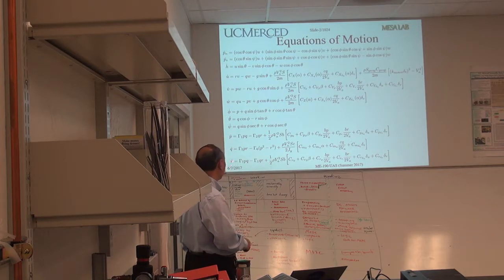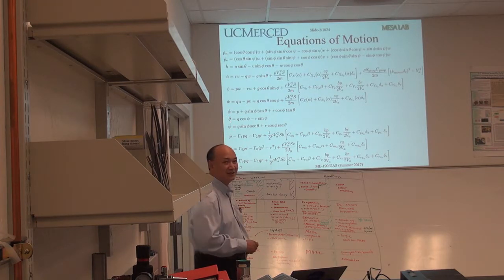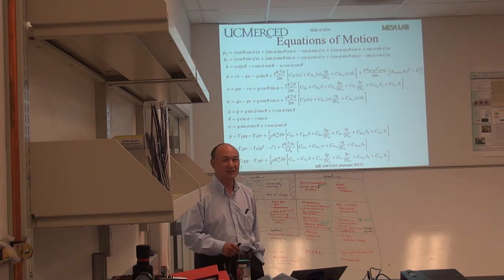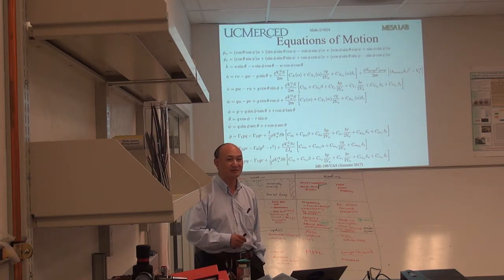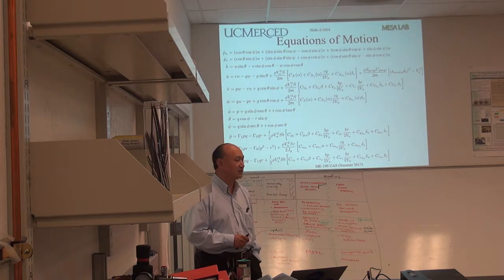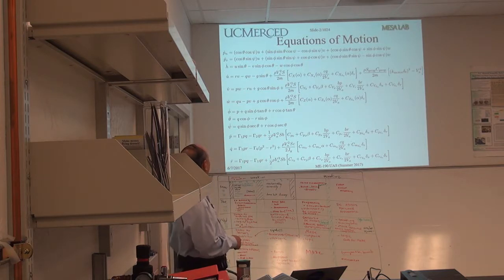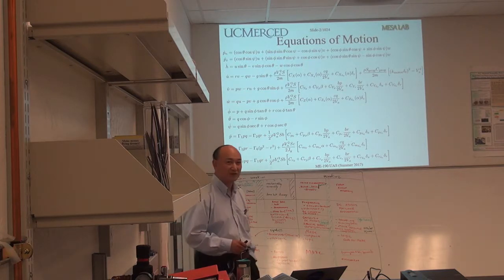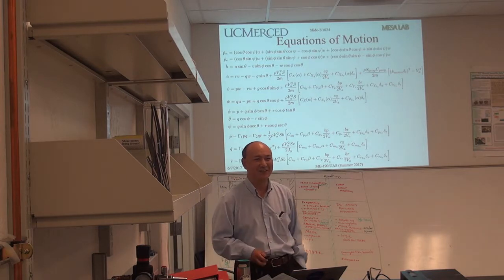So you can see you have x dot, y dot, z dot, u, v, w, psi, theta, phi, and p, q, r. So how many of these? Can you count? 13. What? Wait, no, 12. 12, yes. Yeah. 12. Spacing makes it difficult.